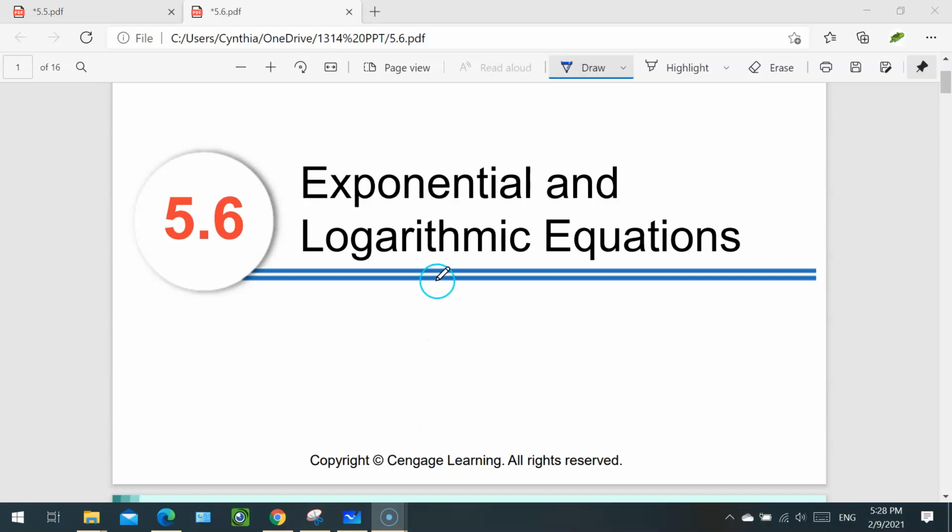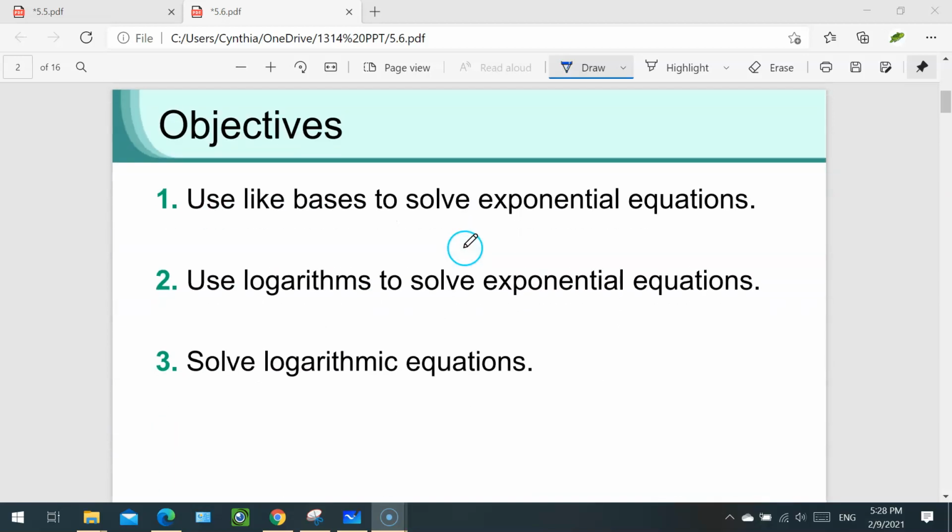5.6 Exponential and logarithmic equations. We are going to learn to use the like base to solve the exponential equations, use logarithm to solve the exponential equations, and solve the logarithmic equations.